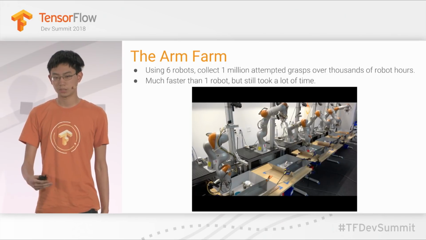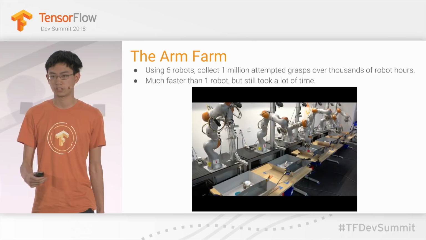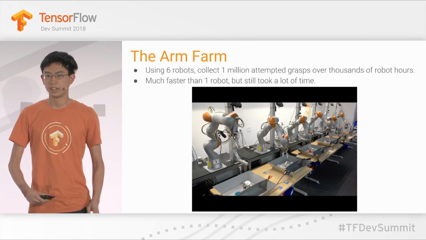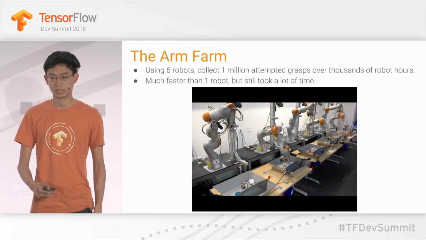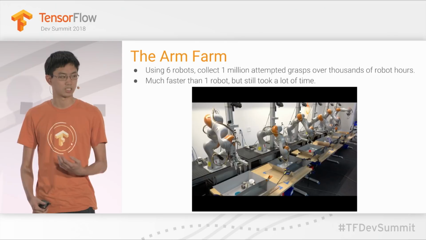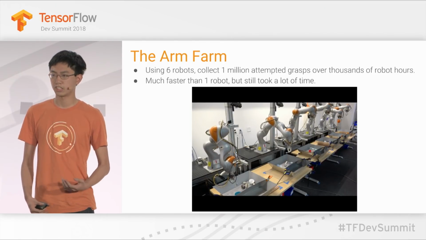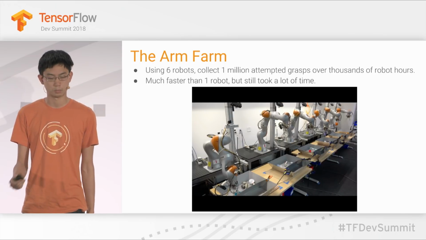So using these robots, we were able to collect over 1 million attempted grasps over a total of thousands of robot hours. And then using this data, we were able to successfully train models to learn how to pick up objects. Now, this works, but it still took a lot of time to collect this data set. So this motivated looking into ways to reduce the amount of real-world data needed to learn these behaviors.